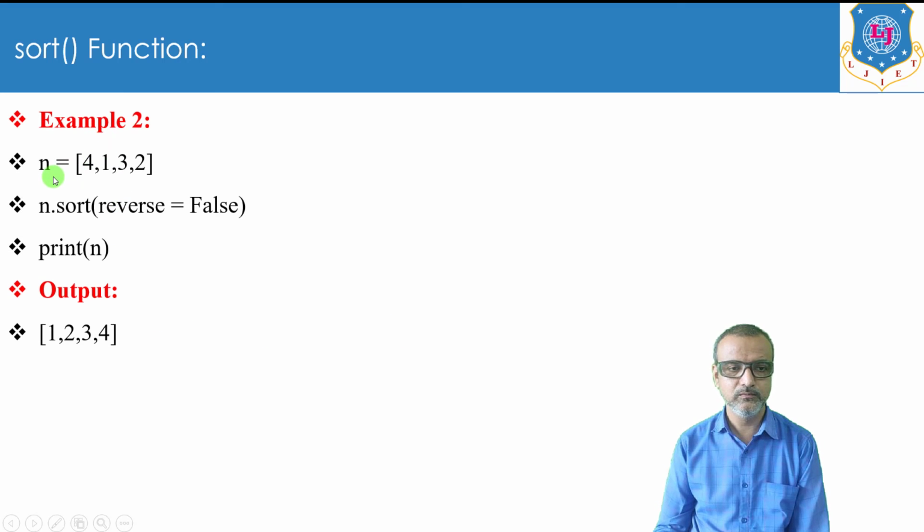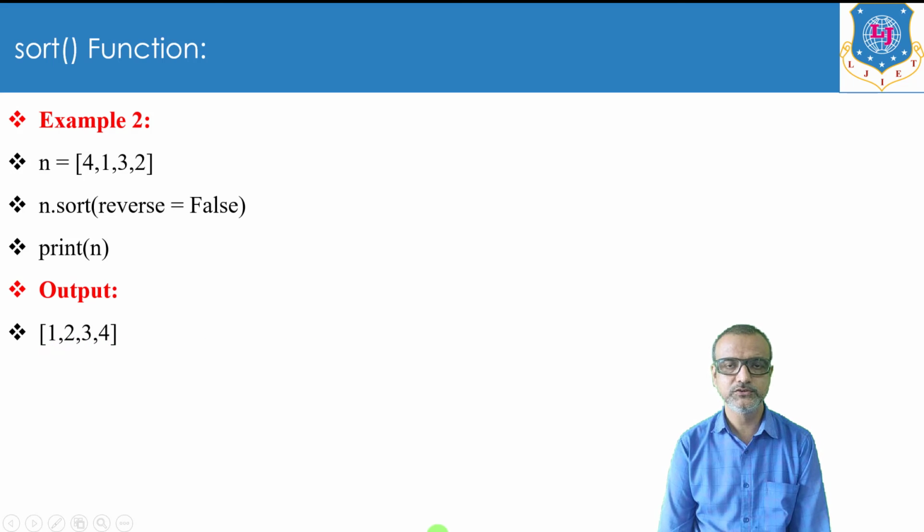Now example 2, here we have taken n equals 4, 1, 3, 2 and then we are applying n.sort(reverse=False). So if we are writing reverse equals false, what will it give us as output? It will give us the elements of the list in ascending order. So if you print n and check the output, what will be the output? That will be the elements in ascending order, that is 1, 2, 3, 4.